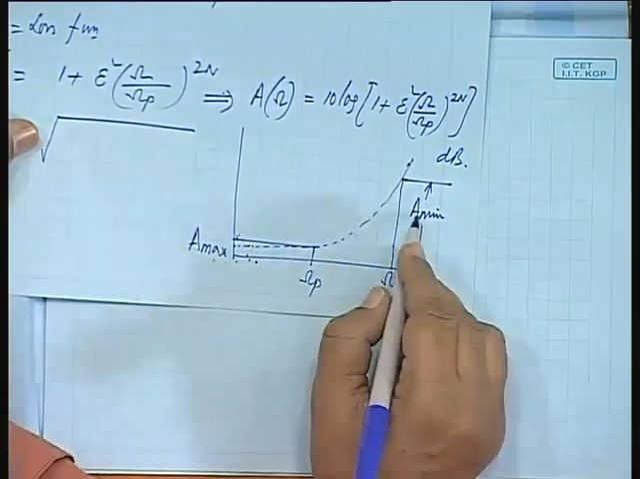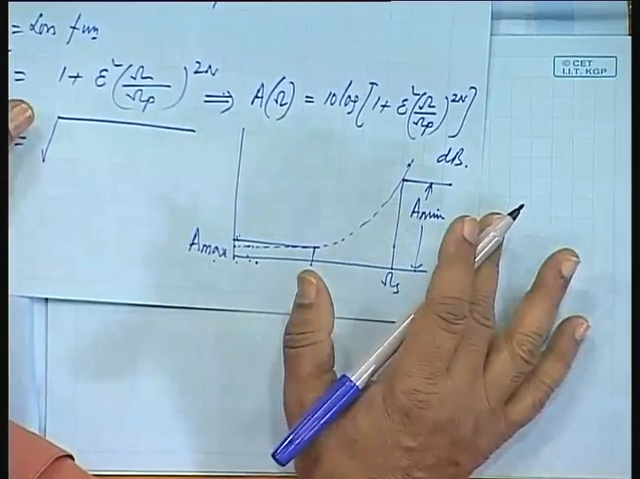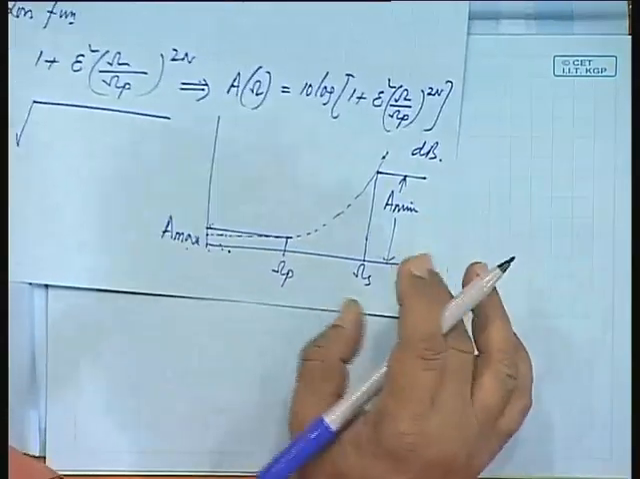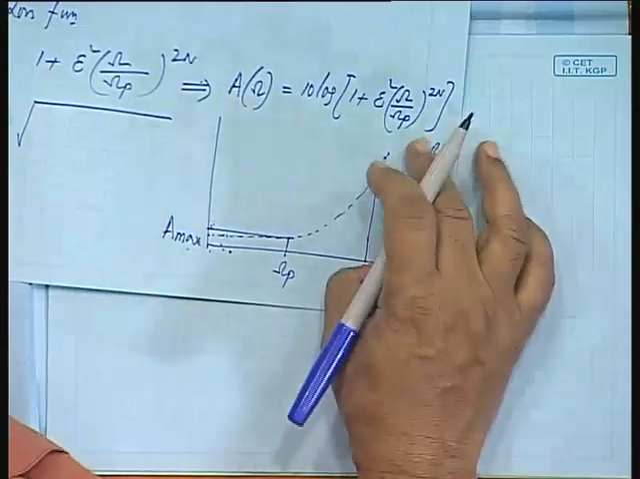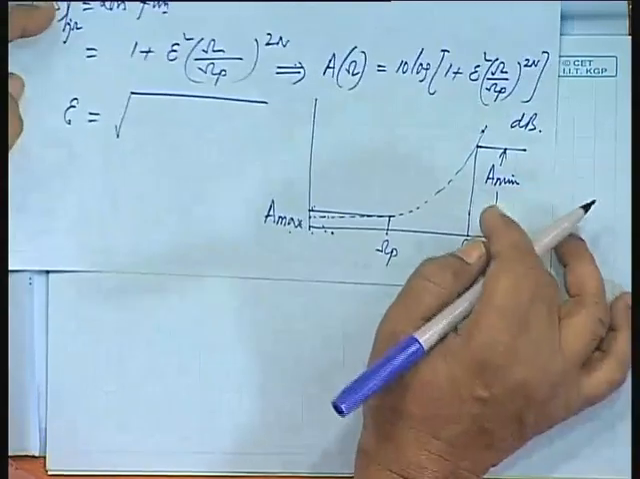Mind you, A max is never greater than A minimum. A minimum means in the stop band, this is the minimum loss it should have. So, it is a very high value.